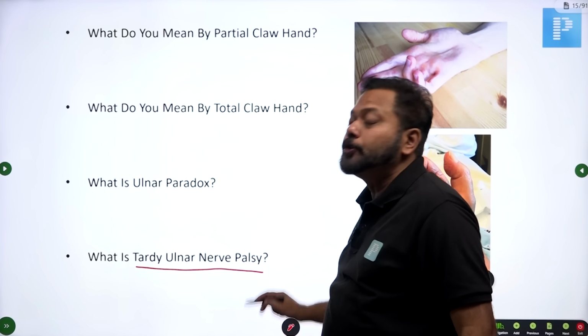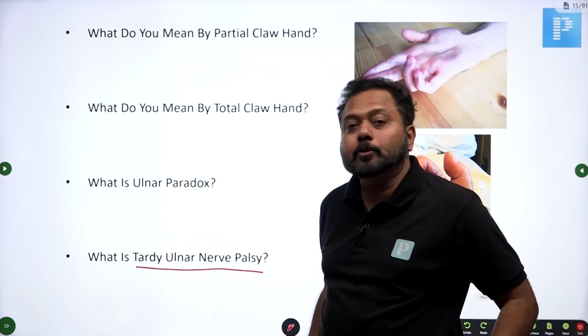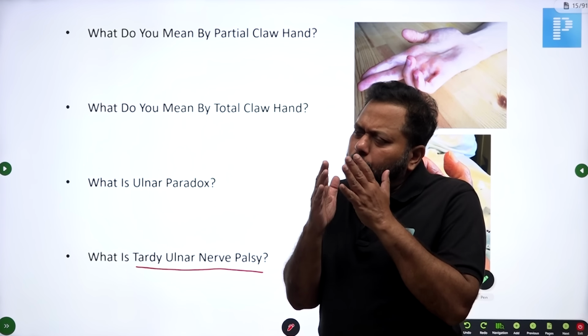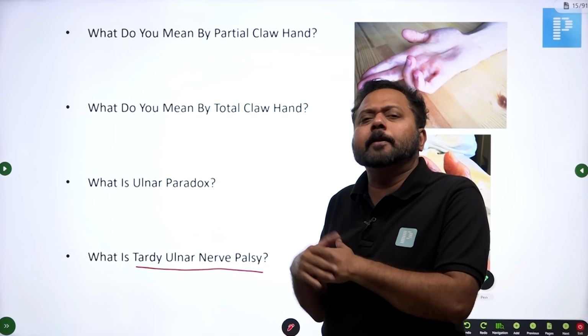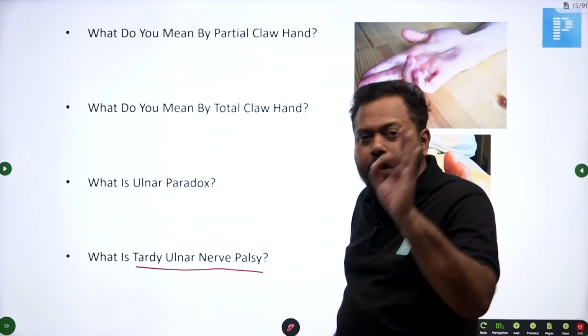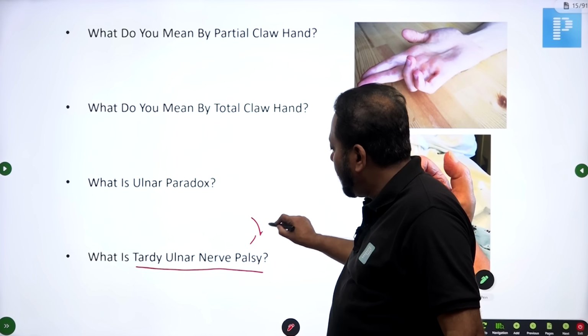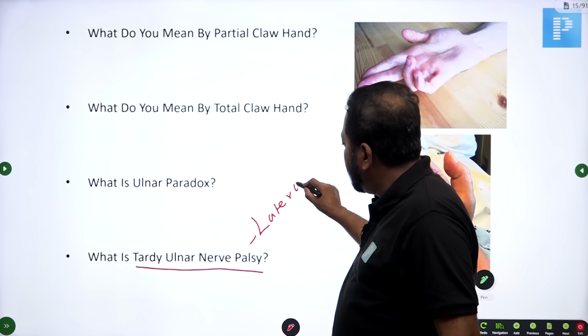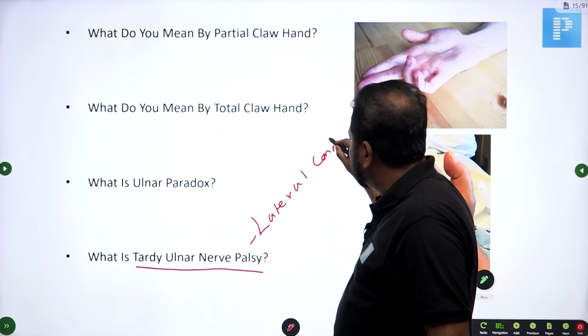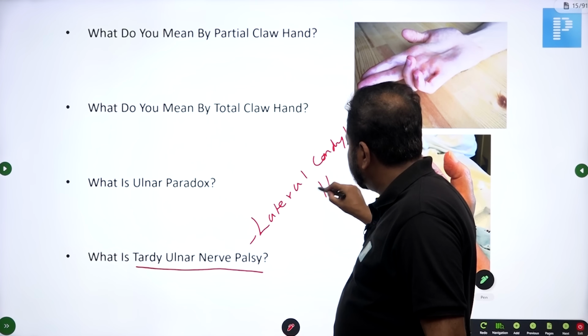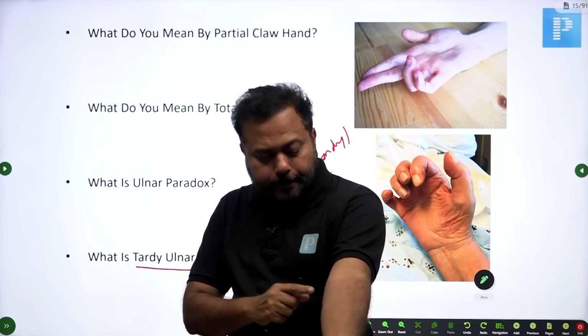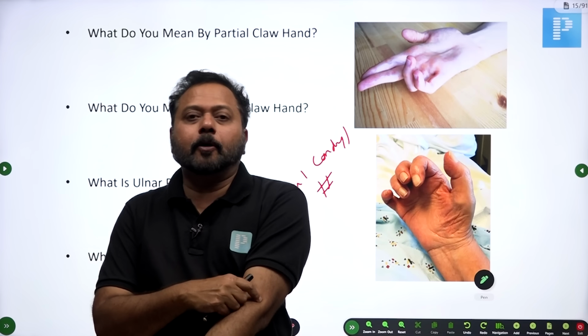Tardy means very slow. Very slowly developing ulnar nerve palsy is called tardy ulnar palsy. The cause is lateral condyle fracture. In the lateral, see, this is the medial epicondyle, this is the lateral epicondyle.